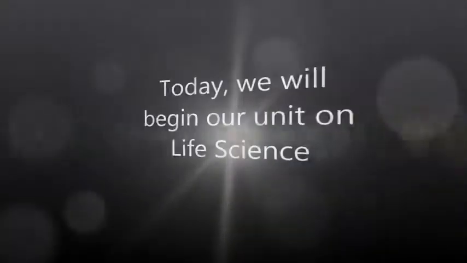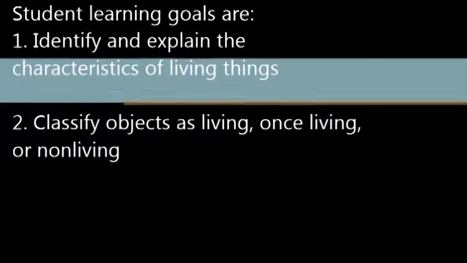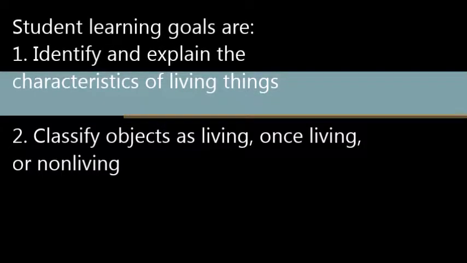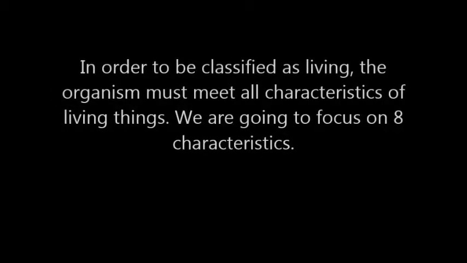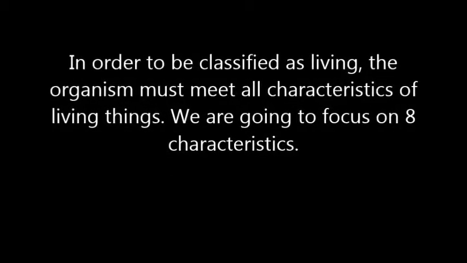We will begin our unit on life science. Student learning goals are identify and explain the characteristics of living things, classify objects as living, once living, or non-living. In order to be classified as living, the organism must meet all characteristics of living things. We are going to focus on 8 characteristics.